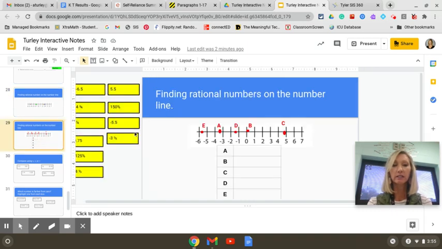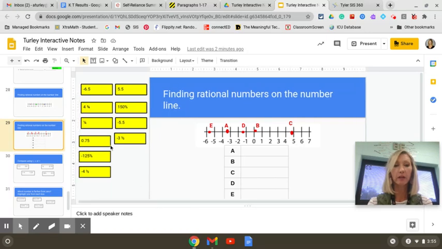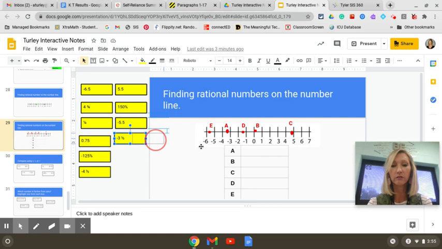Slide 29 says finding rational numbers on the number line. Okay, so we have A. Let's look at A. A falls between a -3 and a -4. All right, so the only numbers over here that we have is -6.5. That won't work. A -125%, a -4.5, a -5.5, and a -3.5. Well, -3.5 is going to fall between -3 and -4. I'm going to drag that over if it allows me.